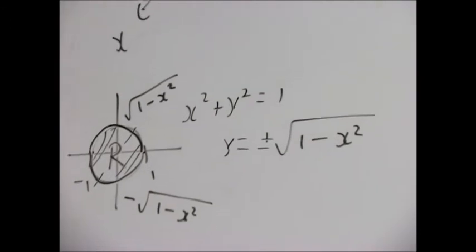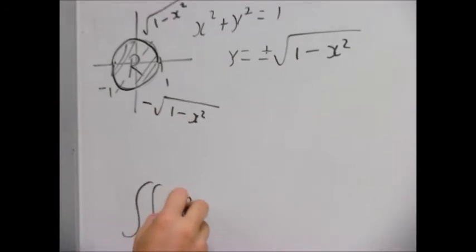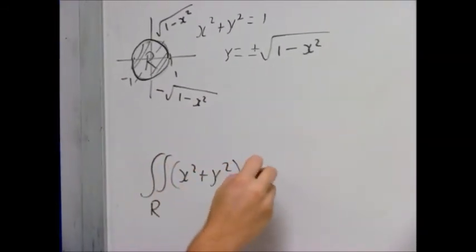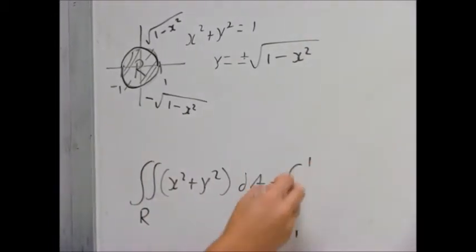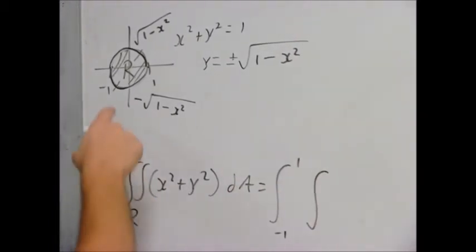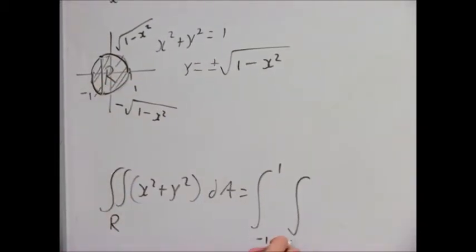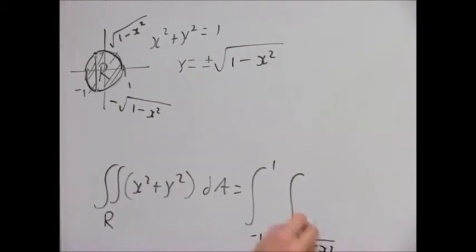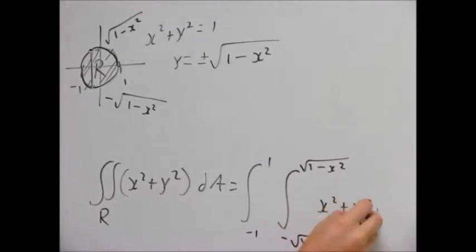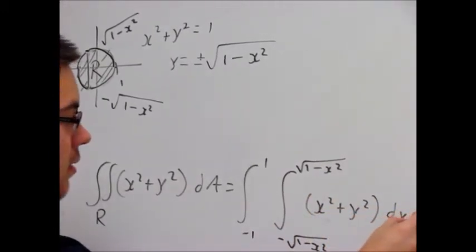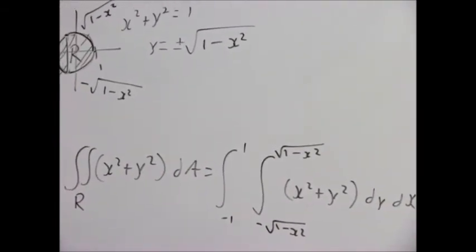So we can set up the double integral. The double integral over the region R of x squared plus y squared dA is, well, we said it's from negative 1 to 1. And then y goes, for any given x, from the negative square root of 1 minus x squared to the positive square root of 1 minus x squared, dy dx. So again, integrating the first part is not that bad.